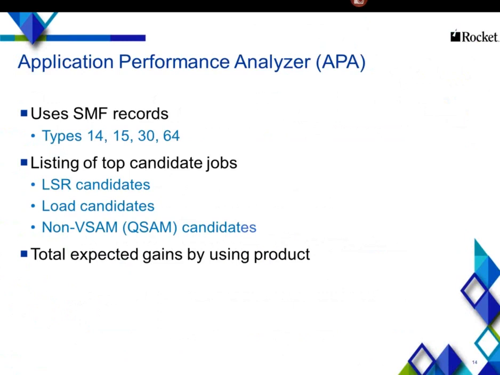The Application Performance Analyzer uses SMF record types 14, 15, 30, and 64. The analyzer produces a listing of the top candidate jobs. Three candidate lists are created, one for LSR candidates, one for load candidates, and one for non-VSAM candidates. These lists contain jobs with the biggest potential for performance improvement.